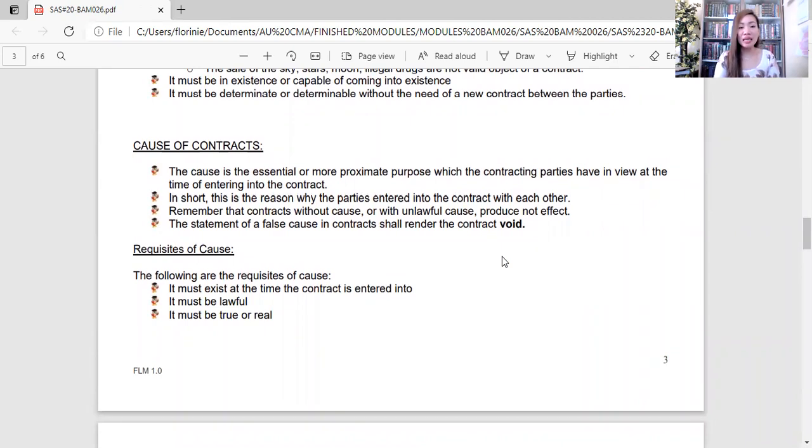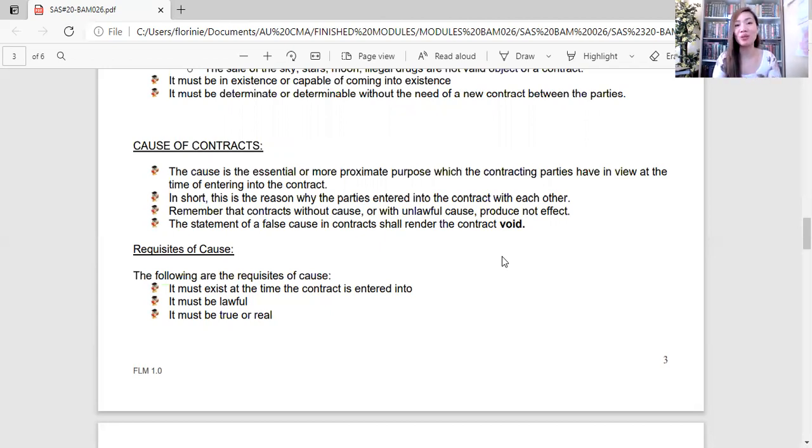The cause is the essential or more proximate purpose which the contracting parties have in view at the time of entering into the contract. So in short, this is the reason why the parties entered into the contract with each other. Remember that contracts without cause or with unlawful cause produce no effect. So the statement of a false cause in contracts shall render the contract void. False cause, yung mga peke na cause.